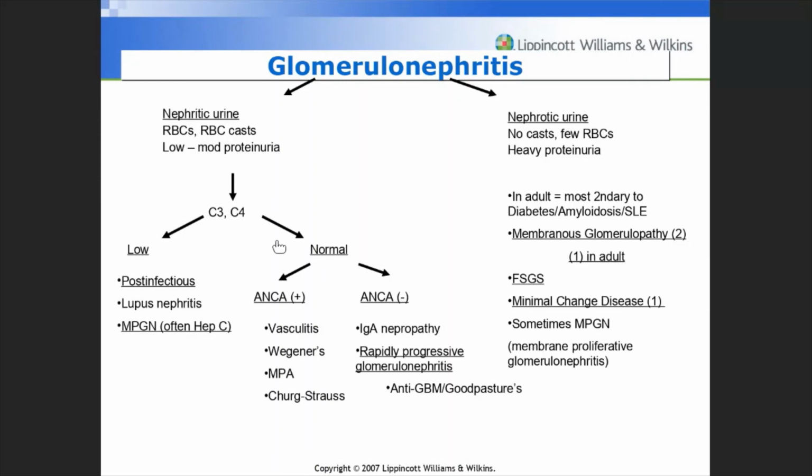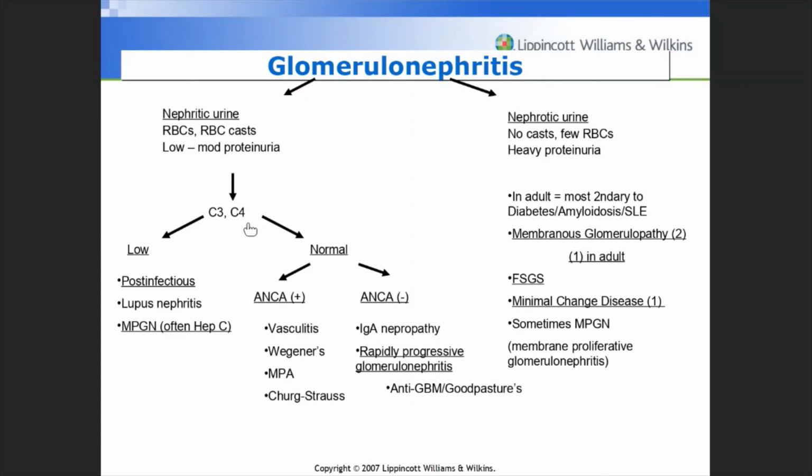So I have outlined it for you so that you can start studying them. So if C3 or C4, however, is normal as opposed to low, then for the low one you should think of post-strep, lupus, or membranoproliferative glomerulonephritis. Right? So see how membranoproliferative glomerulonephritis could be either here, nephritic or nephrotic. So you have to distinguish which one is which. In most cases, if it's related to hepatitis C, it is this infection. It will be the nephritic syndrome.